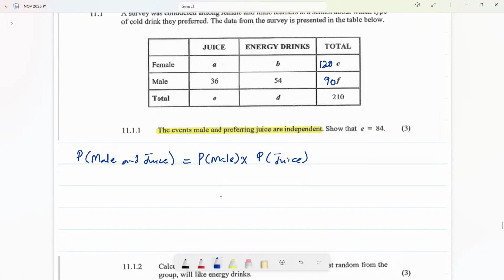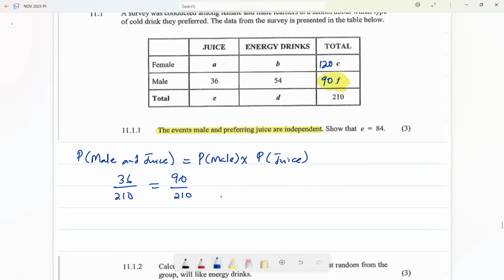So let's see. What is the probability of male and Jews? Male and Jews, where do they intersect? They intersect here. So the probability of male and Jews is going to be 36 divided by the total, which is 210. The total is here. And then the probability of male is going to be the total of male, which is 90, divided by the total, which is 210.